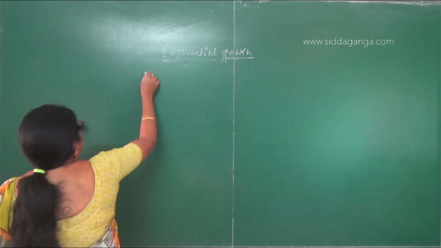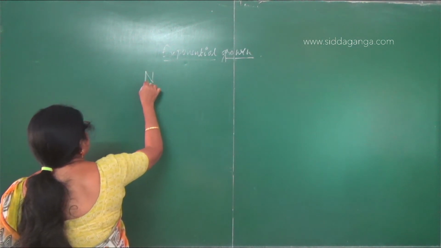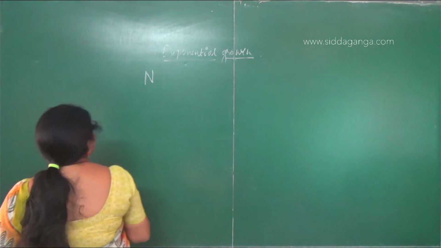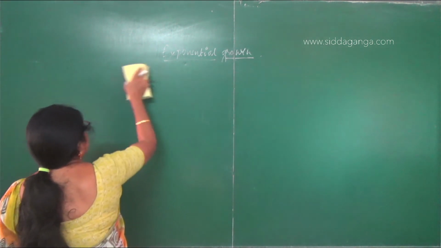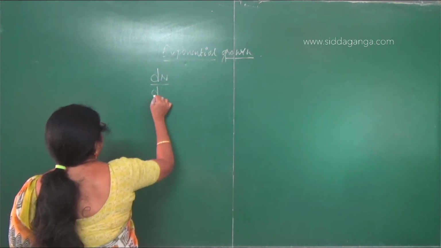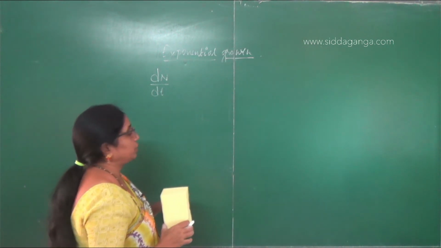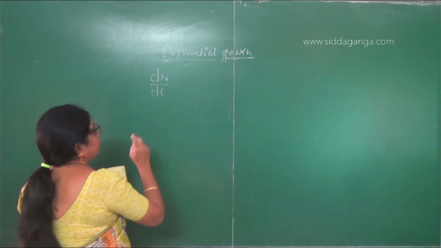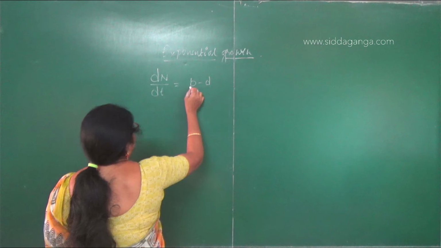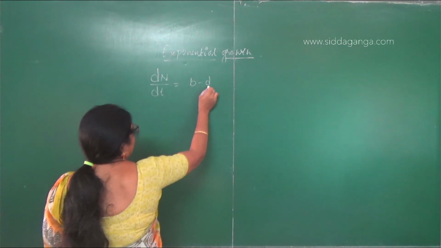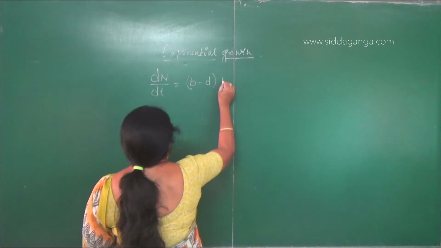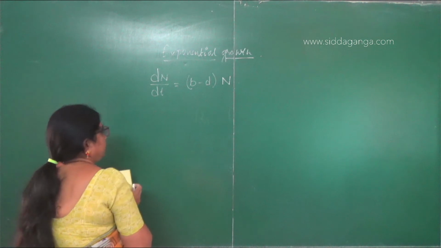So the population density and population growth at a particular time t, in a given time t, dN by dt you can write it as: population growth in a given period of time can be written as dN by dt is equal to (b minus d) into N. I told you b stands for per capita birth rates and d stands for per capita death rates.